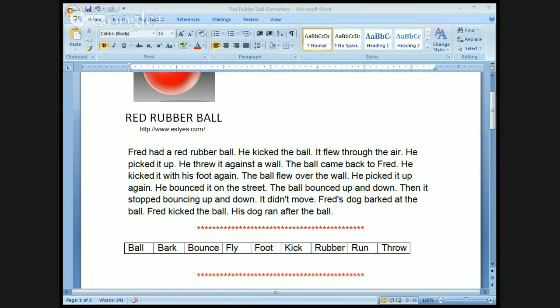His dog ran after the ball. Did his dog run after the ball? Yes, it did. Thank you for your responses.